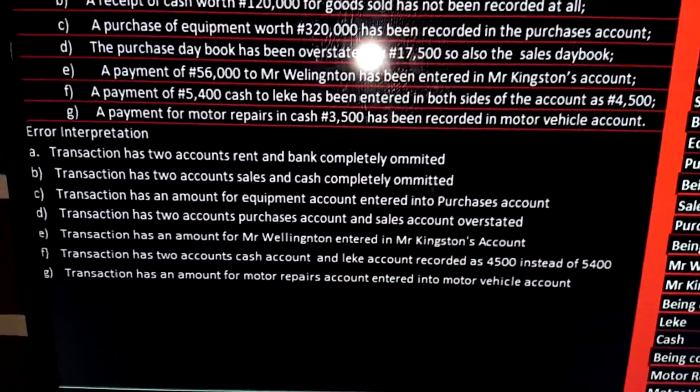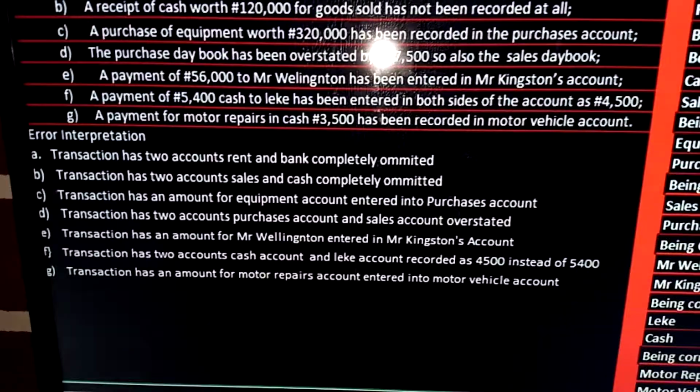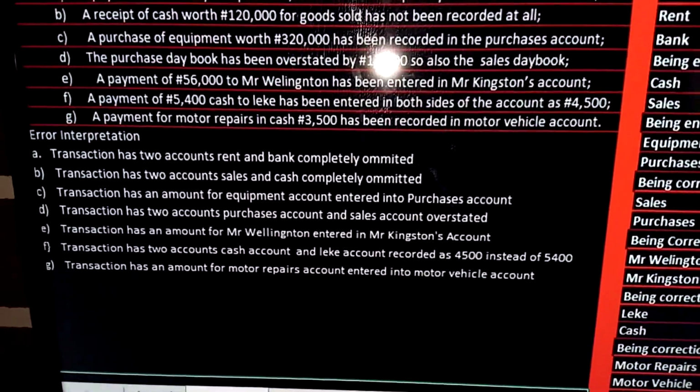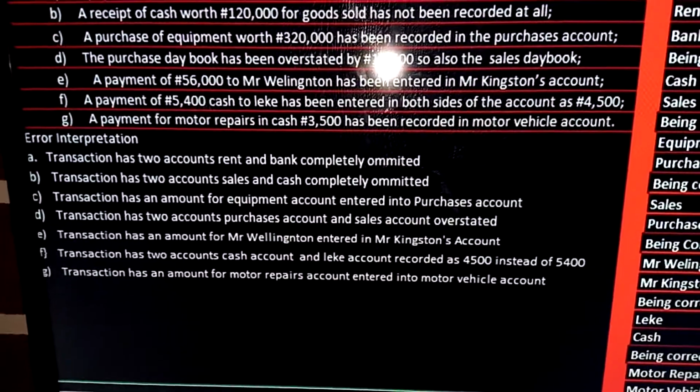So what do we do? First of all, we must be able to interpret the error in the transaction before we raise the journal.